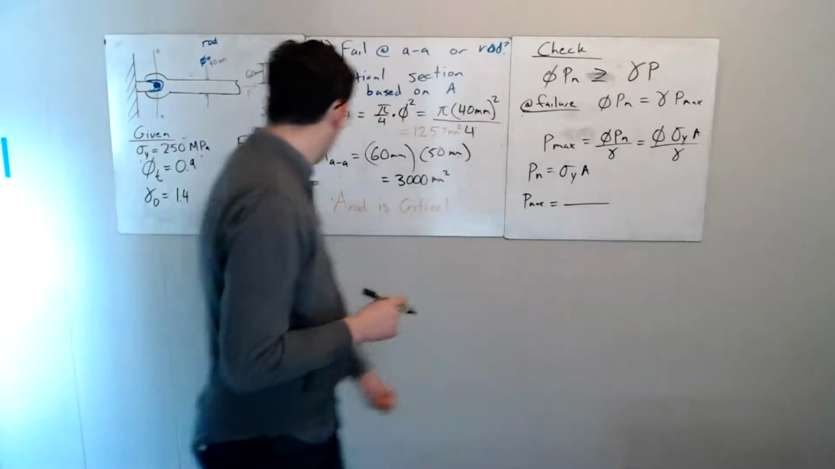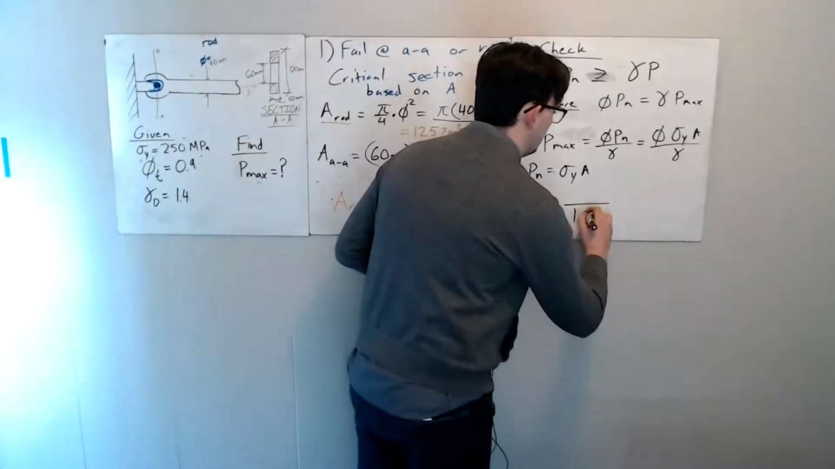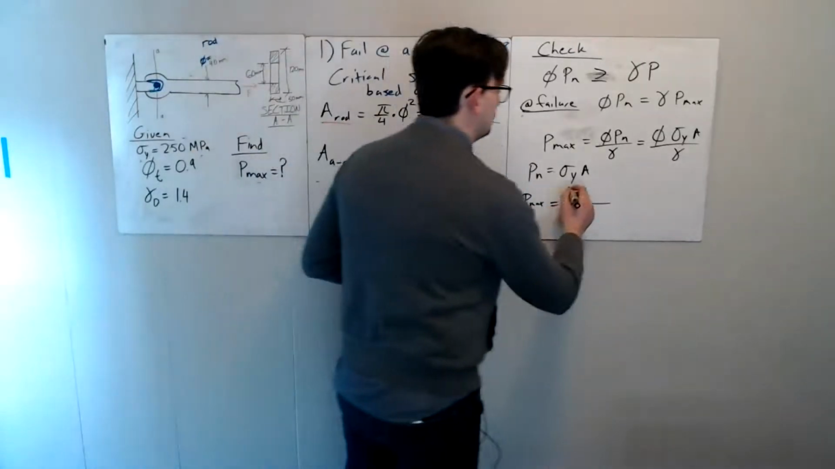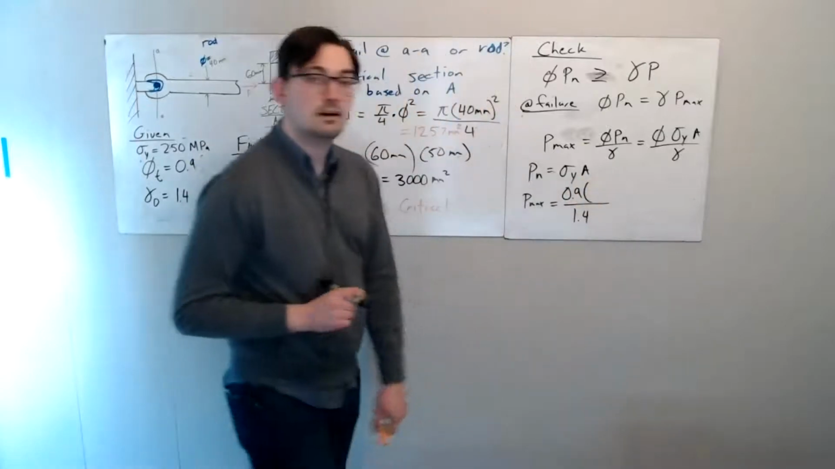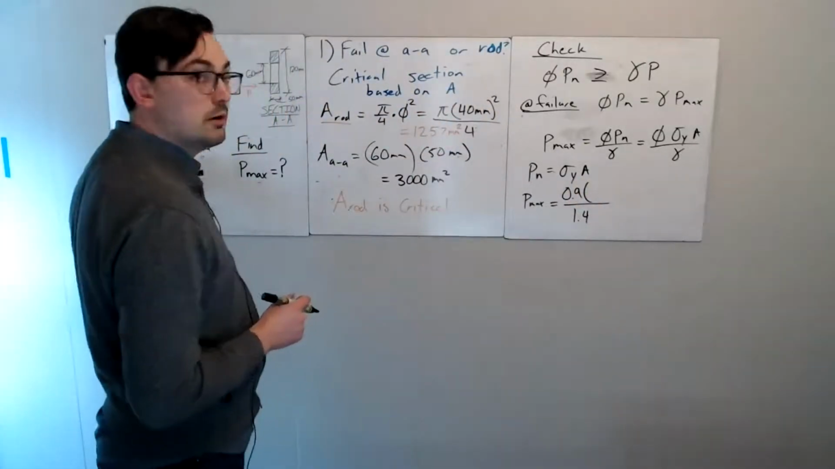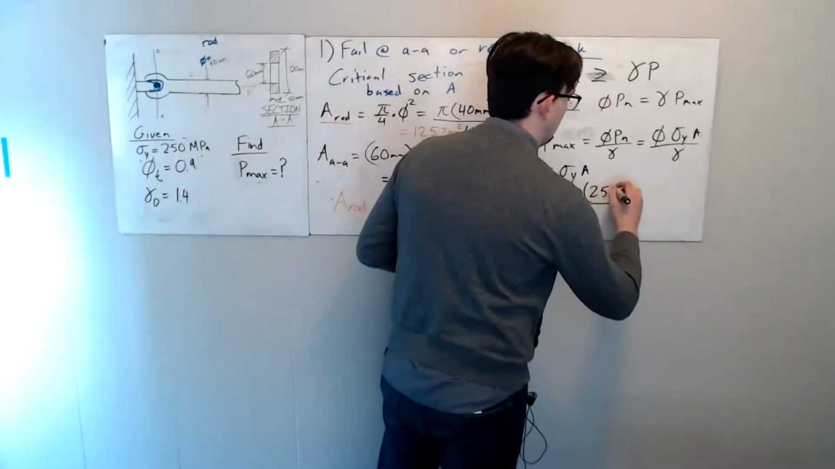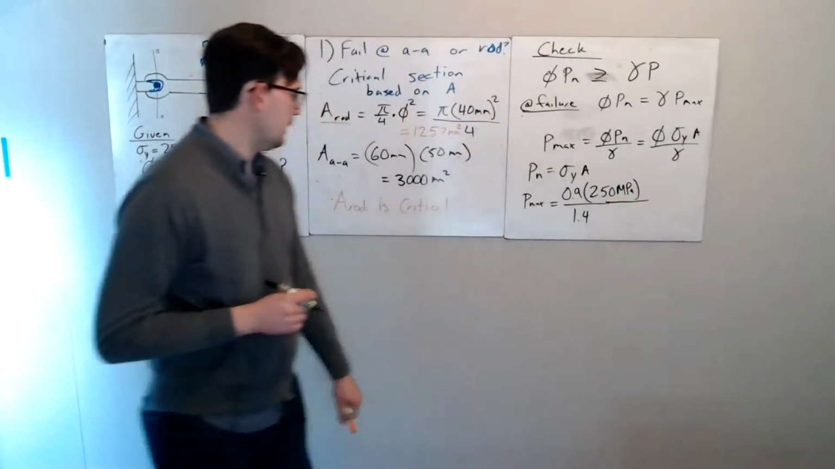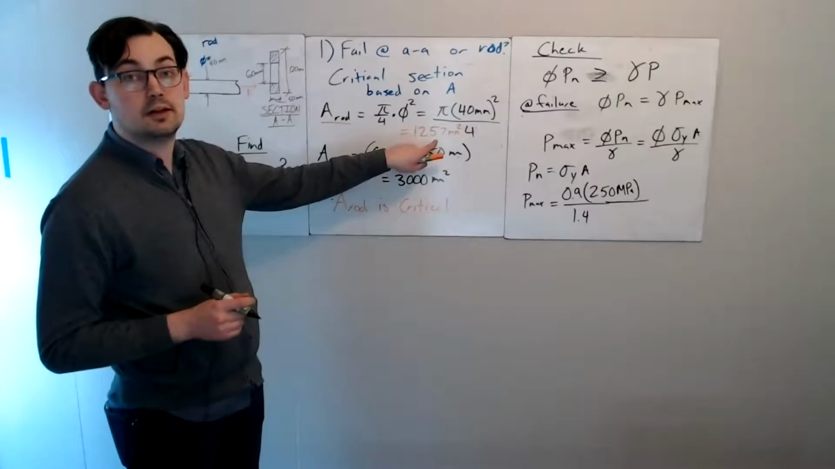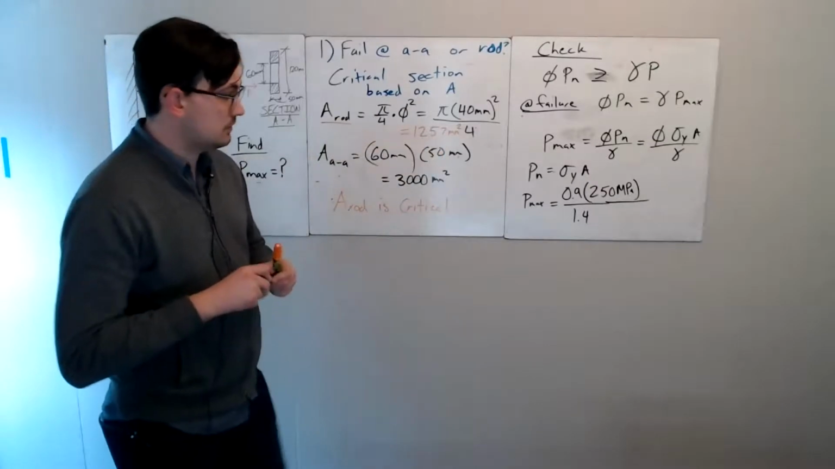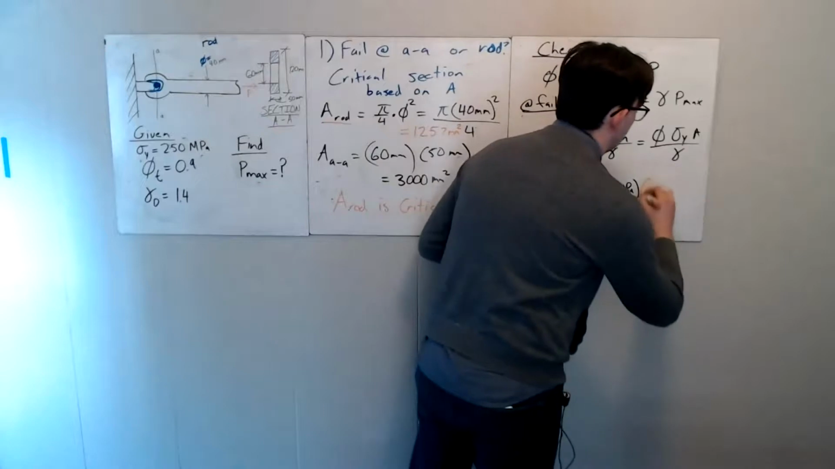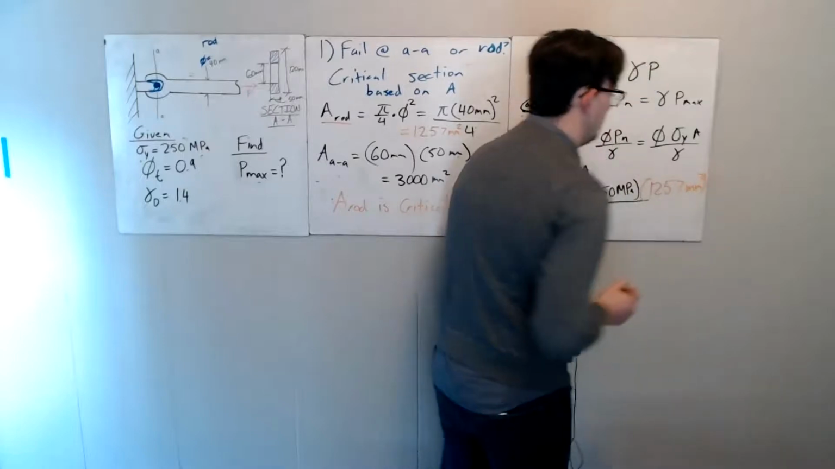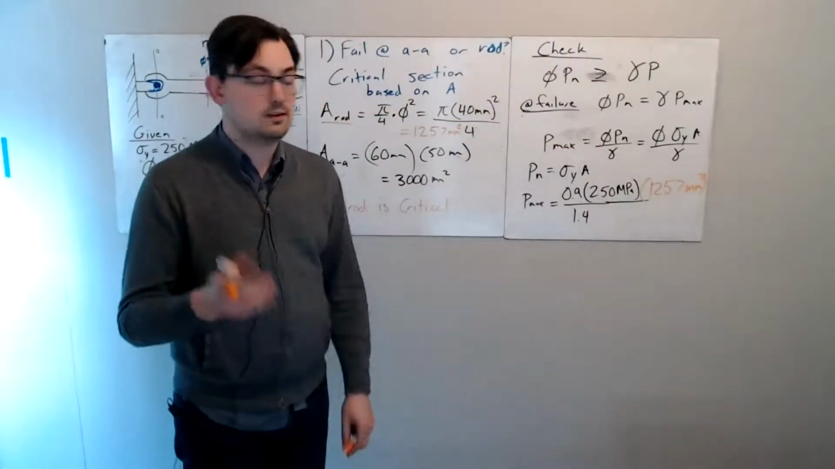Our load factor, gamma, is 1.4. Our resistance factor, phi, is 0.9. Our stress is 250 megapascals. And our area in this particular case, we want to use our critical area, is that 1257 square millimeters.